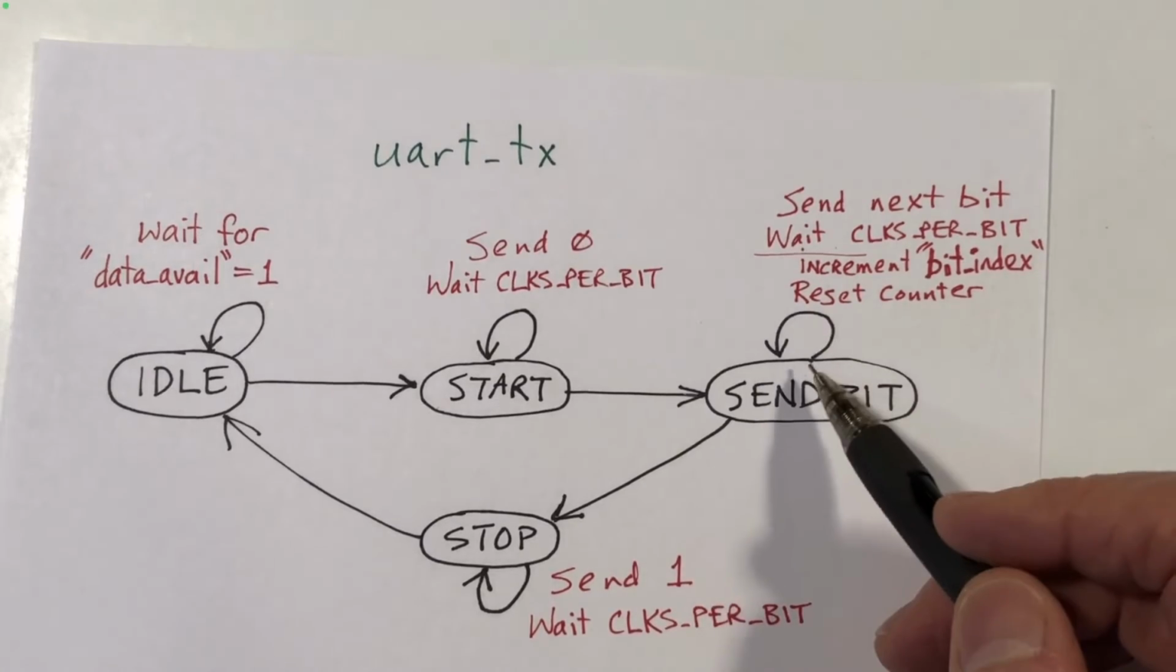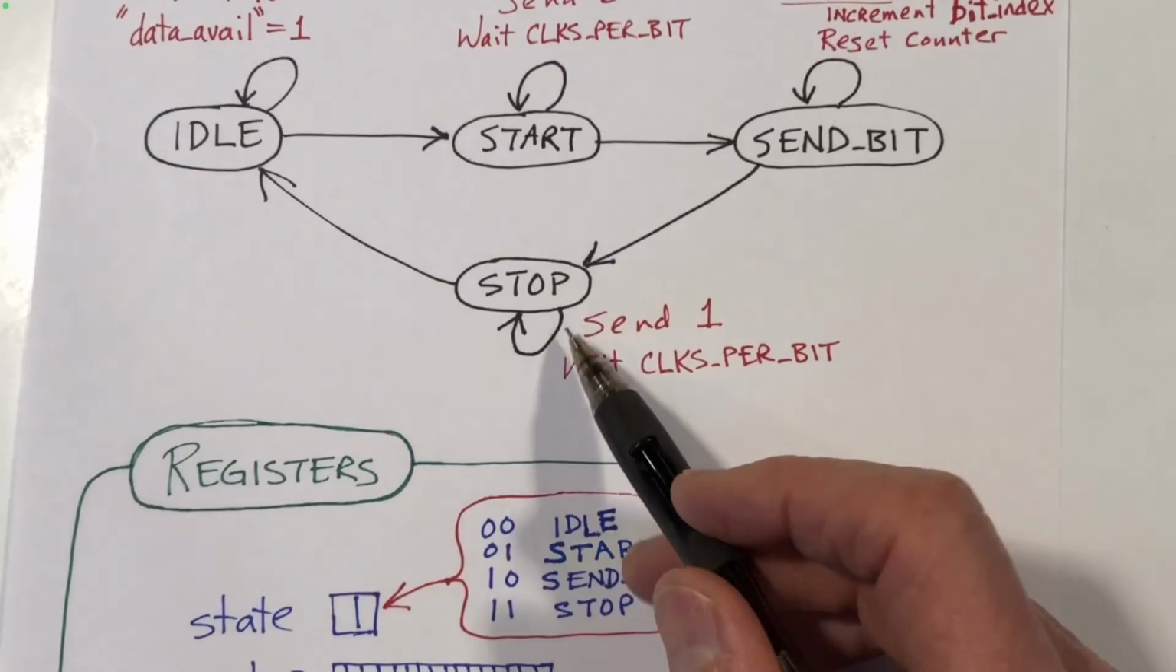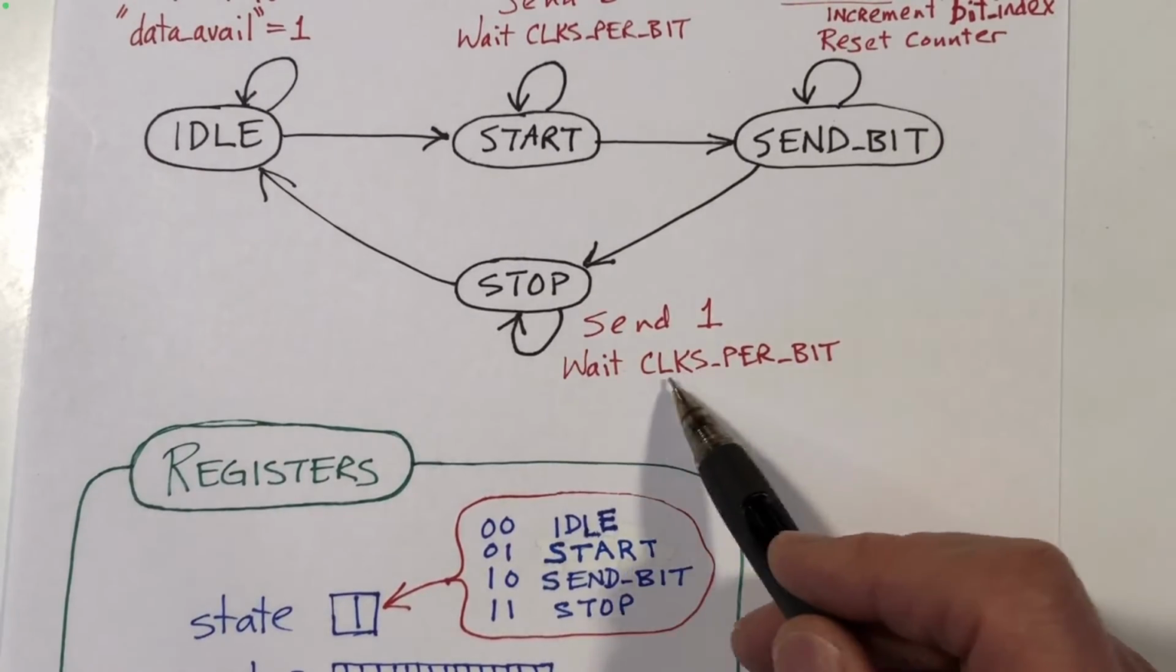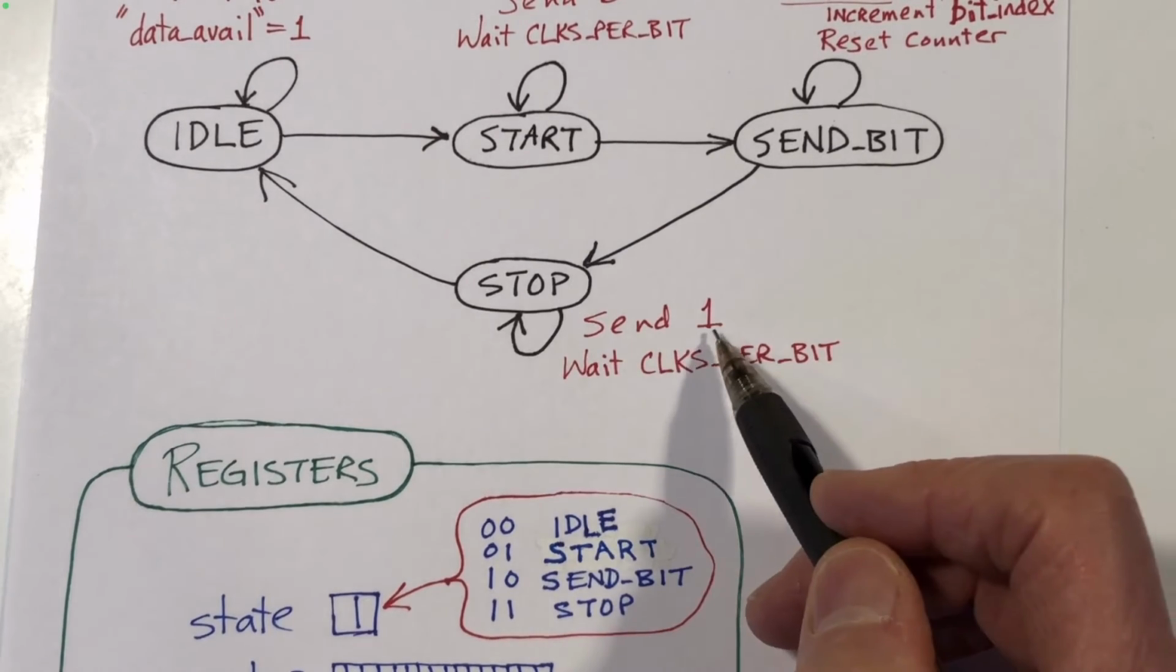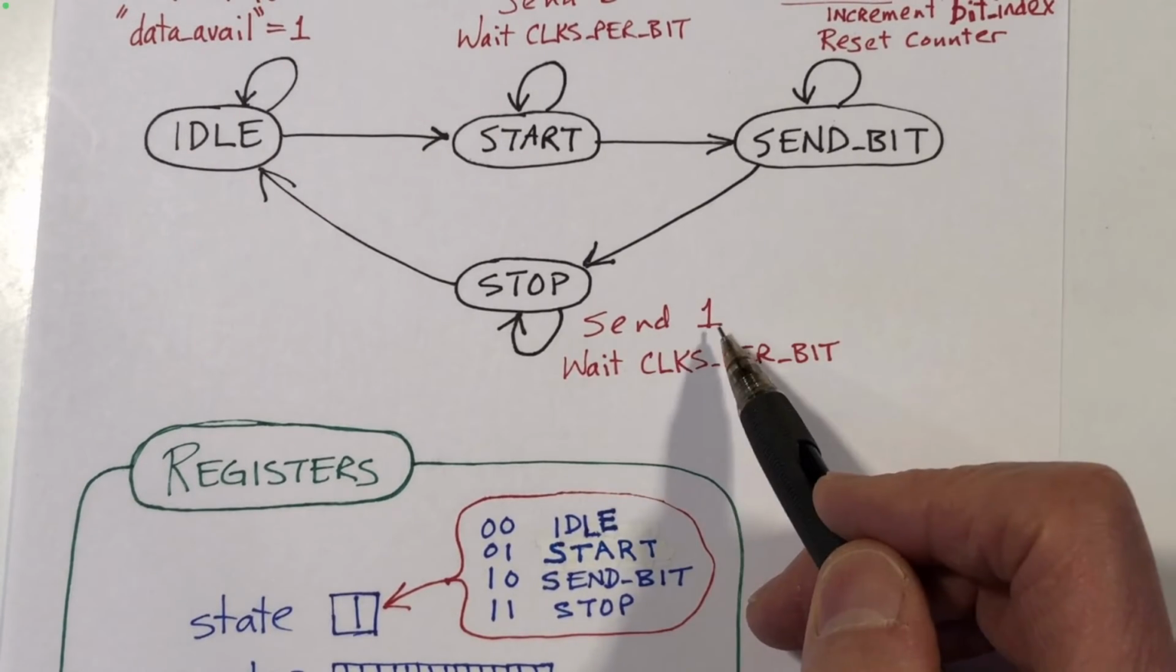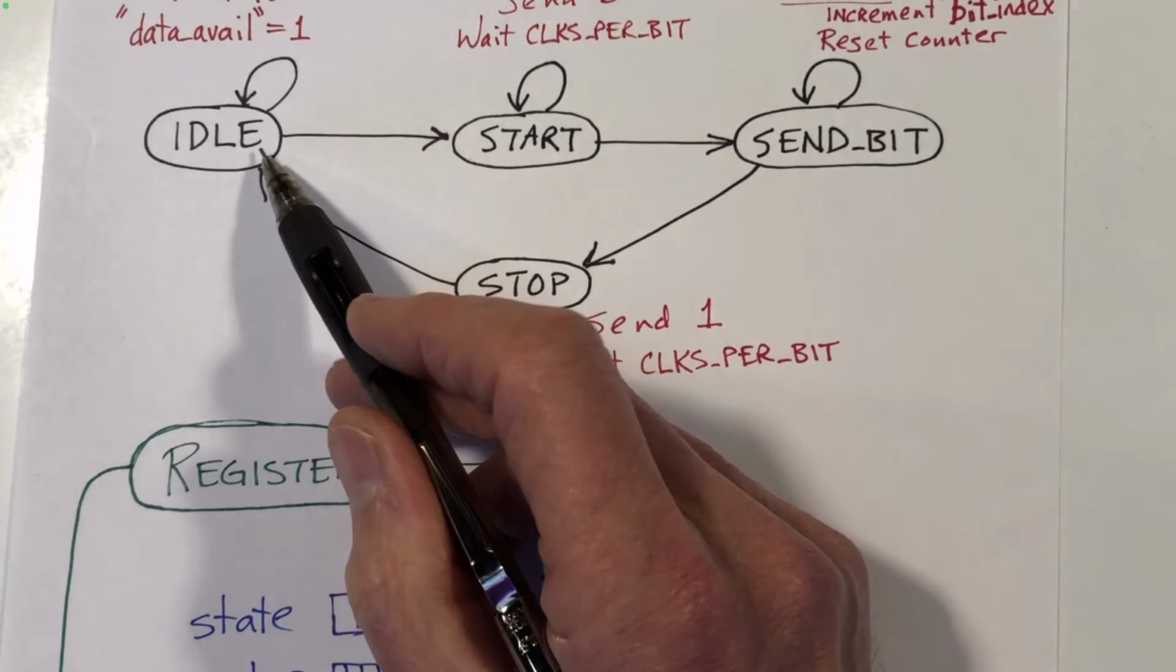After the last bit is sent, we'll transition to the stop state. We'll stay here for another bit time, sending a 1, which is the stop bit, and at that point we'll go back to the idle state.